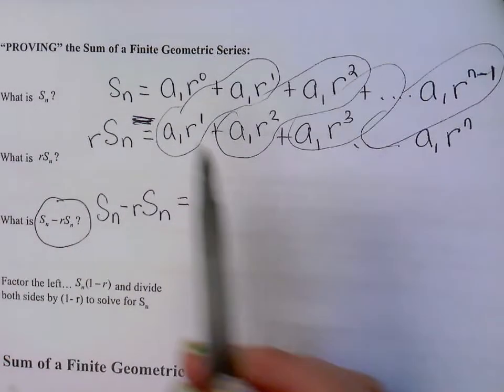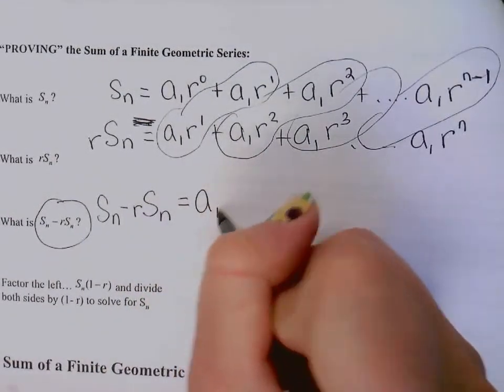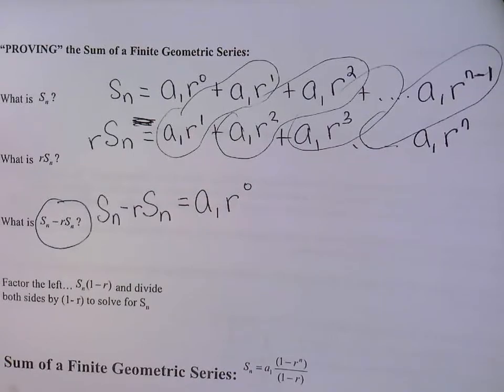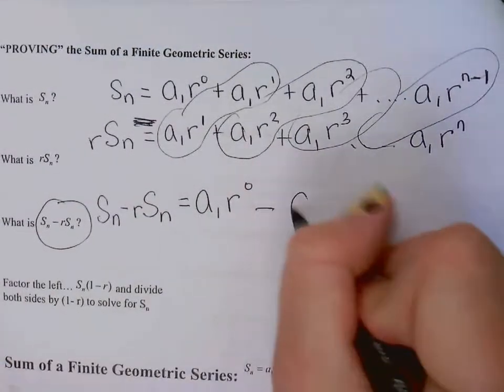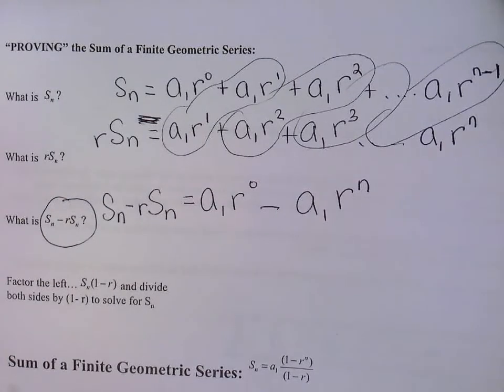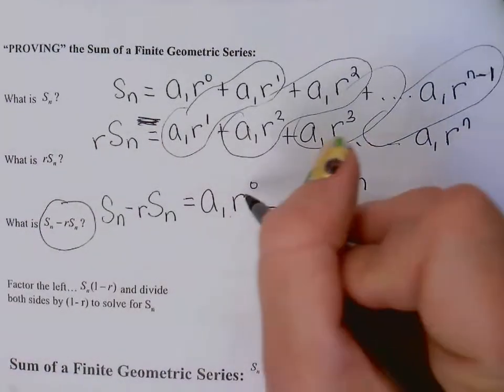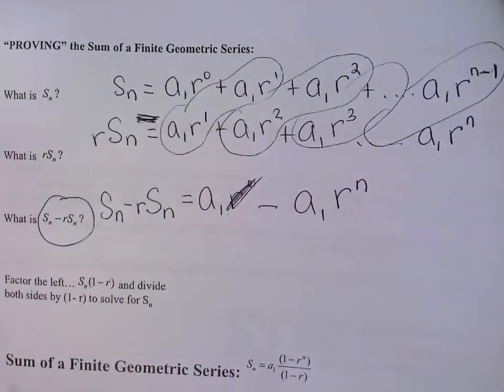So what I have left is this term, a sub 1 r to the 0 power, minus a sub 1 r to the nth power. What is a sub 1 r to the 0 power? Can I just call that a sub 1? Because r to the 0 power is just 1.